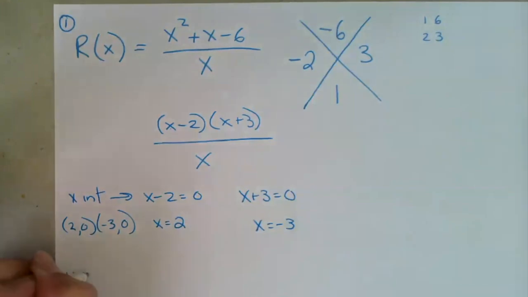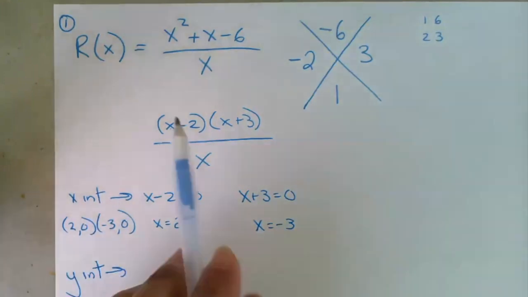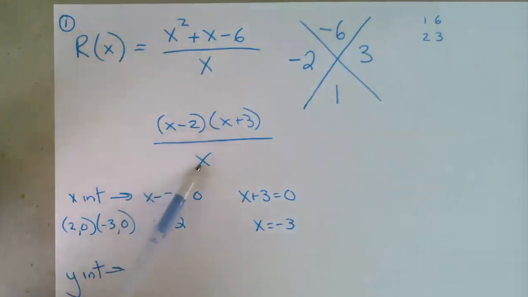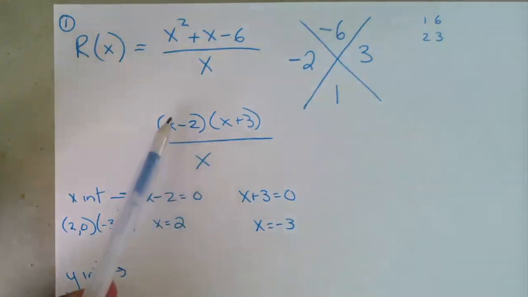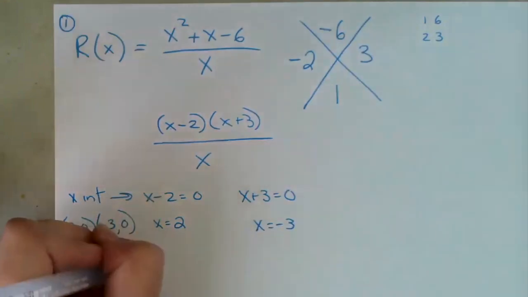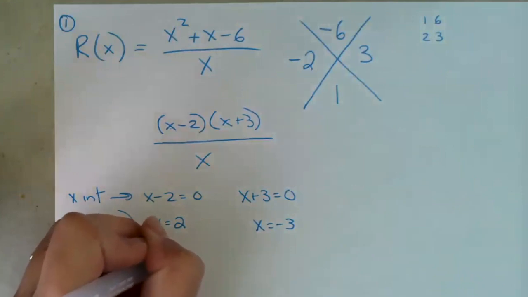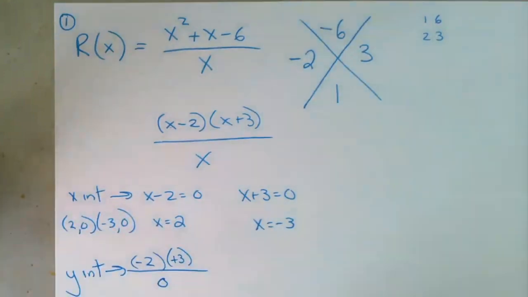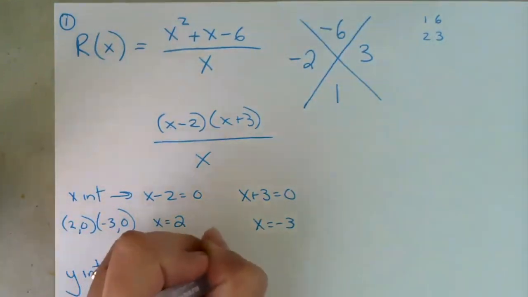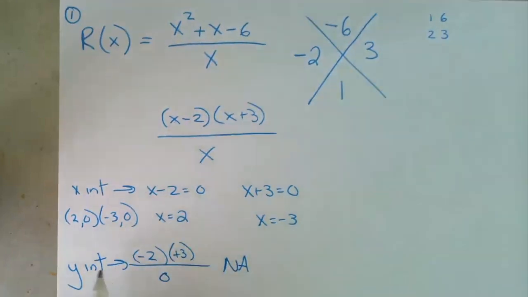My y-intercept, I know I'm going to plug 0 in for x, and hey, take a look. I have just plain x on the bottom of this fraction. So that means I'm going to end up with -2 times +3 over 0, which does not exist. I do not have a y-intercept. It doesn't cross the y-axis.